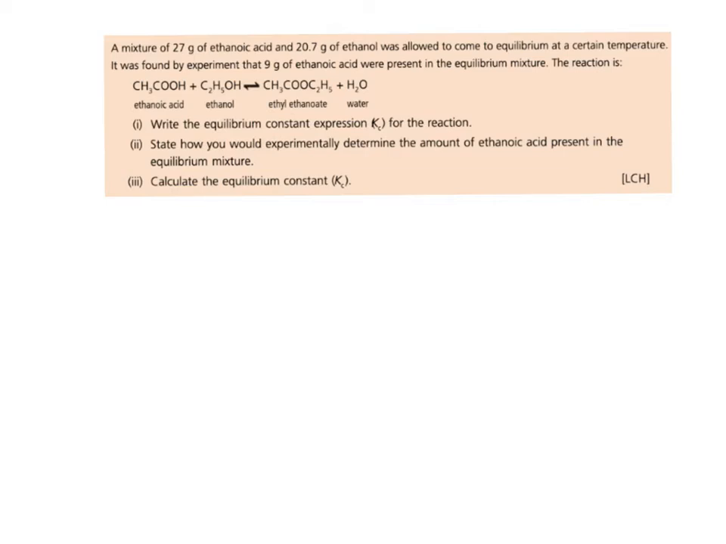Now if we go back to the reaction and if we go back to our question, you can see that at the very beginning it tells us a few things. We can see that we're given 27 grams of ethanoic acid and 20.7 grams of ethanol. We are also told that we form 9 grams of ethyl ethanoate. So the first thing hopefully that is springing to mind is that when we're dealing with Kc, we must have moles, because that's what our square brackets mean, not grams. We do not want grams. So step 1 in this, we're going to have to convert our grams to moles.